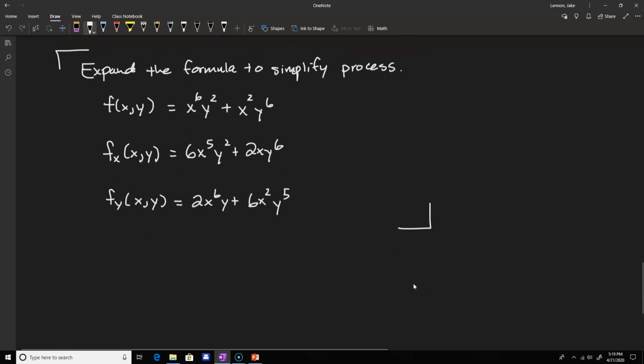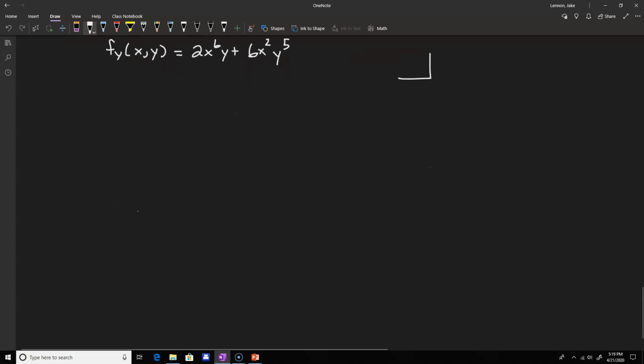Let's go ahead and do another one that will require the chain rule. So let's say B. Let's say we have g of xy equals, let's say x times the natural log of x squared plus y squared. So here we have, so let's do g of x.